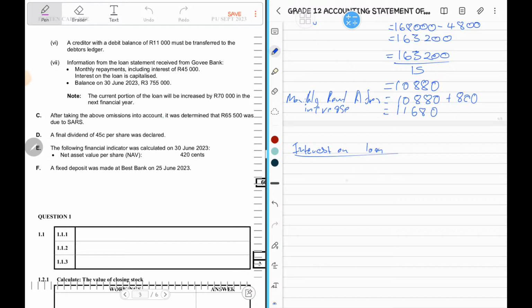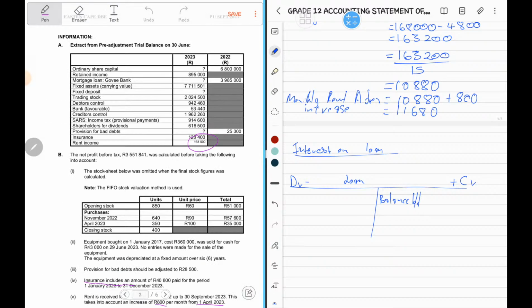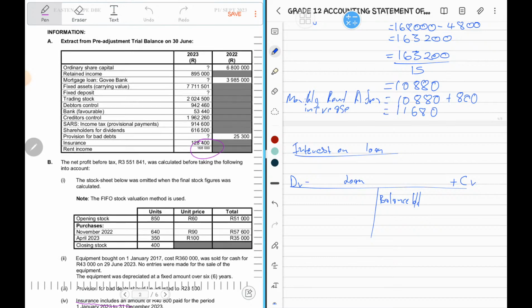So to find it, we can use the loan account. Remember, loan, it's a liability. It increases on the credit side and it decreases on the debit side. So here we're going to say the balance brought down, we're going to refer to the list of balances from the pre-adjustment trial balance. So the loan at the beginning of the year, it is how much?